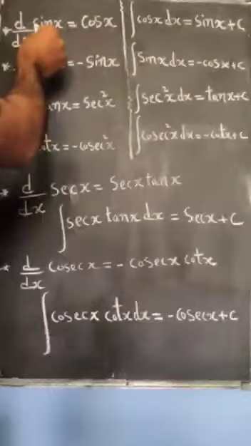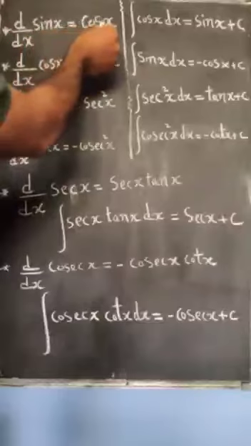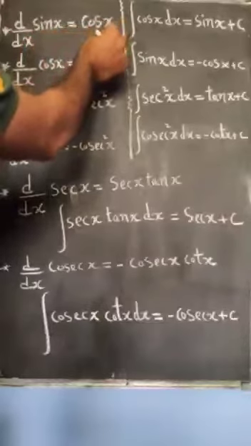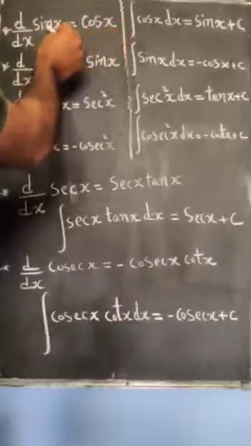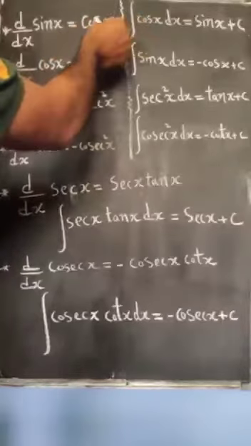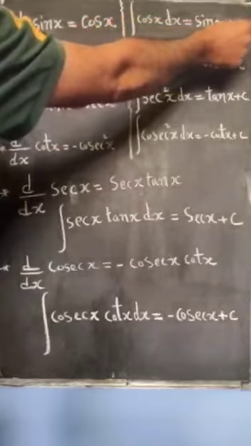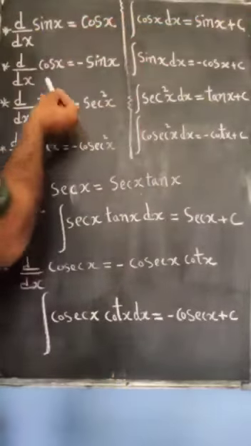Differentiation of sin x is equal to cos x. That means the antiderivative of cosine of x is equal to sine of x, or integration of cos x is equal to sin x plus constant of integration c.